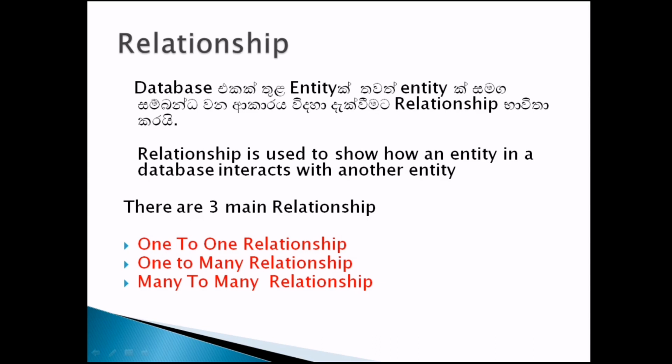Relationship. So what is a relationship? Relationship is used to show how an entity in a database interacts with another entity. There are three main relationships. First one is one-to-one relationship. Second one is one-to-many relationship. Third one is many-to-many relationship.